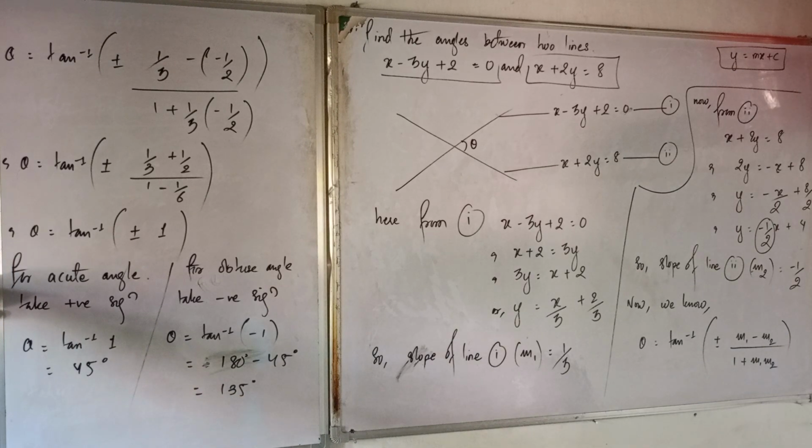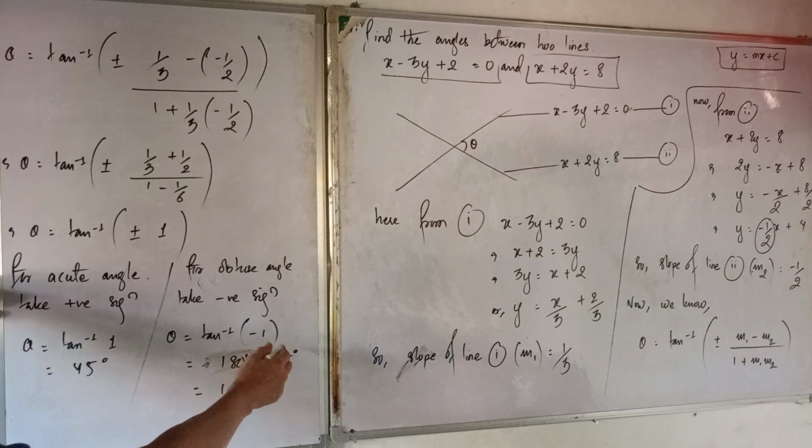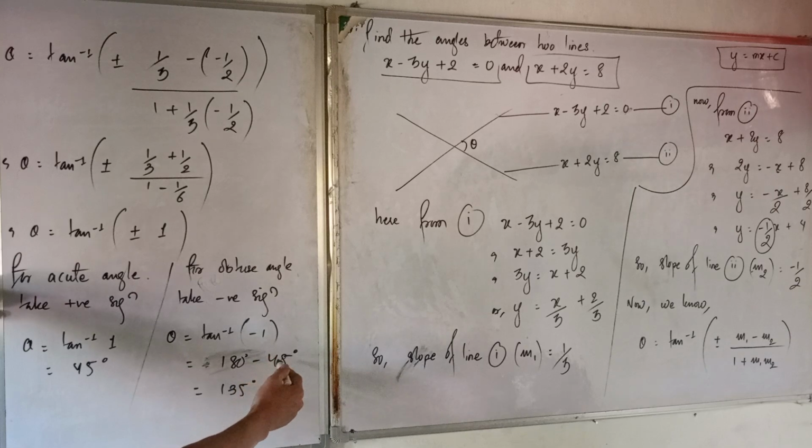Okay. So if minus 60 degree pops out in the calculator while you calculate, then you should not write minus 60 degree. Instead, you have to subtract that 60 from 180. Whatever degree comes in minus, you have to subtract it from 180. That will give you the obtuse angle. That is what I mean by that.